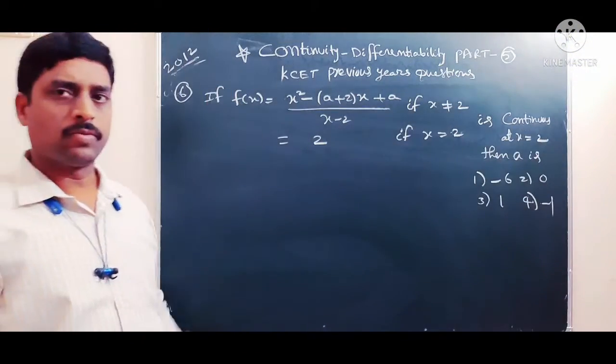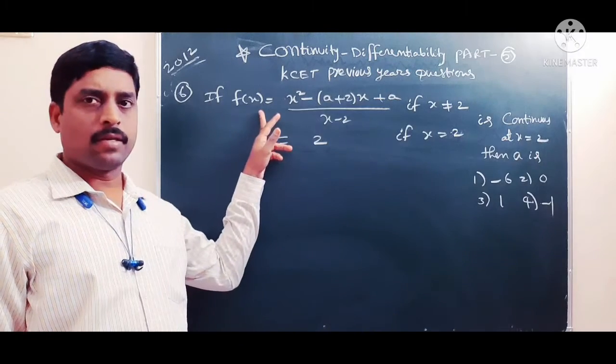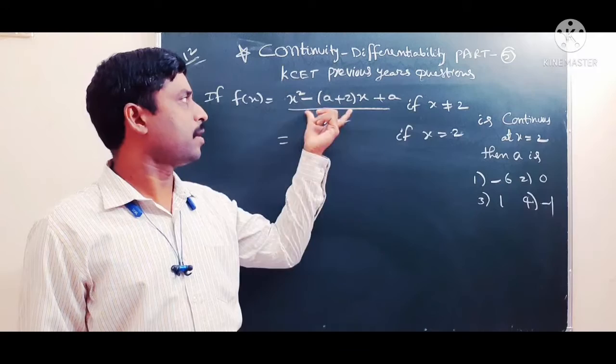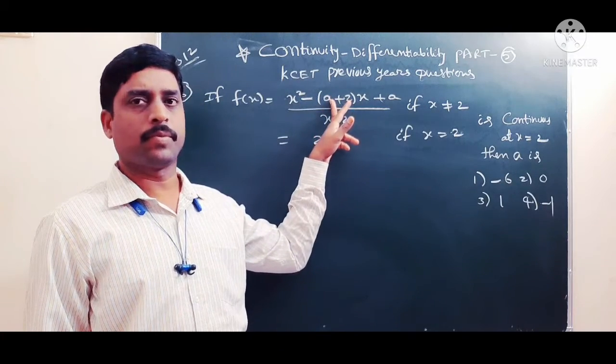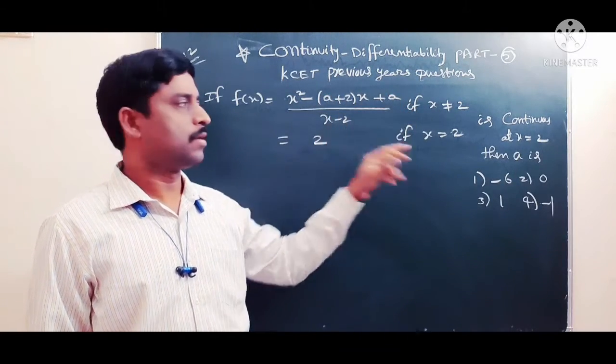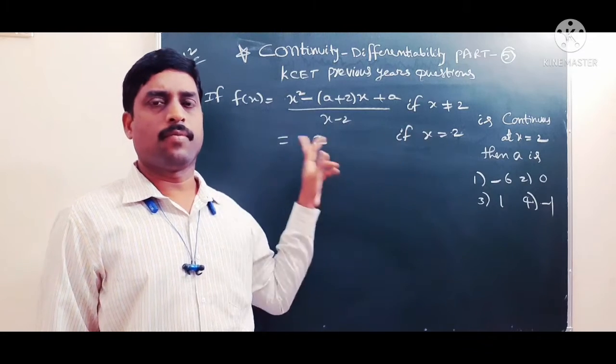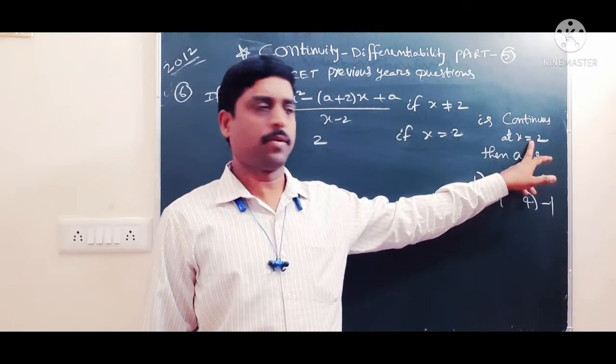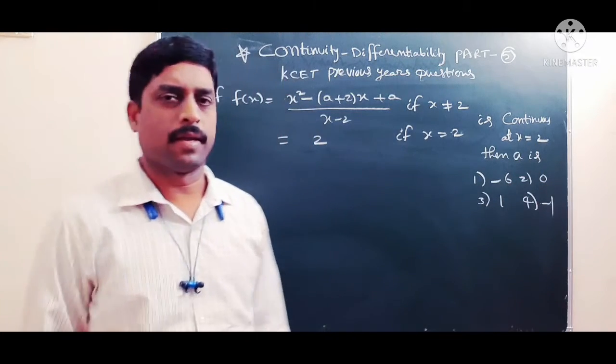This is from 2012. F of x values are given. If x not equal to 2, f of x value is x square minus (a plus 2) into x plus a by x minus 2. If x is equal to 2, f of x value 2, where f of x is continuous at x is equal to 2, then we have to find a.